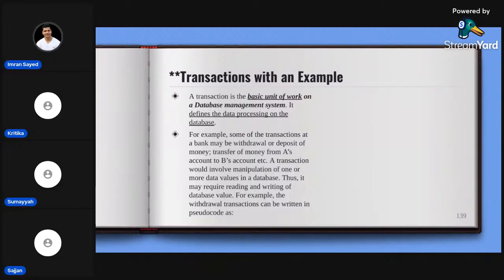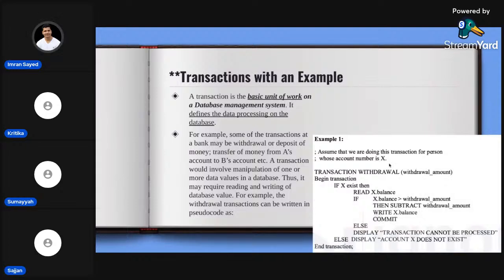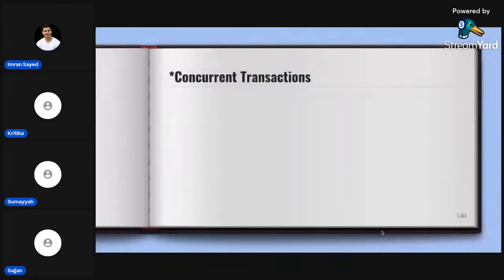For example, a withdrawal transaction can be written as pseudo code. Assume that we are doing a transaction for a person whose account number is X. We put transaction withdrawal, pass withdrawal amount into it. We begin transaction. If X exists, then read X.balance. And if X.balance is greater than the withdrawal amount, then subtract withdrawal amount, write X.balance, commit, else display transaction cannot be processed, else display account X does not exist, and then we end the transaction.